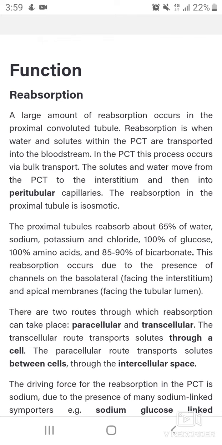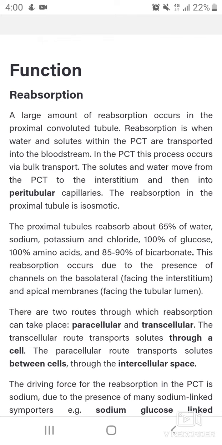The reabsorption in the proximal tubule is isosmotic. The proximal tubule reabsorbs about 65% of water, sodium, potassium and chloride, 100% of glucose, 100% of amino acids and 85 to 90% of bicarbonate. This reabsorption occurs due to the presence of channels on the basolateral membrane facing the interstitium and the apical membrane facing the tubular lumen. There are two routes through which reabsorption can take place: paracellular and transcellular. The transcellular route transports solutes through a cell. The paracellular route transports solutes between cells through the interstitial space.